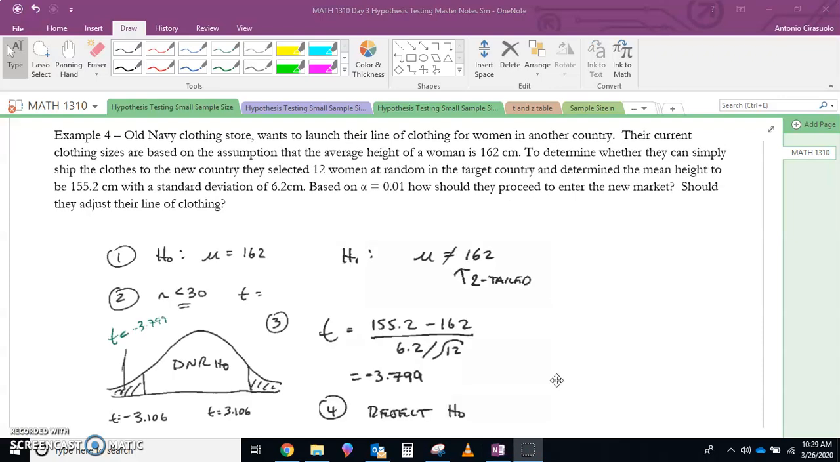So in this case here, Old Navy clothing store wants to launch their line of clothing for women in another country. Their current clothing sizes are based on the assumption that the average height of a woman is 162 centimeters. To determine whether they can simply ship the clothes to a new country, they select 12 women at random in the target country and determine the mean height to be 155.2 centimeters with a standard deviation of 6.2 centimeters. Based on alpha 0.01, how should they proceed to enter the new market? Should they adjust their line of clothing?